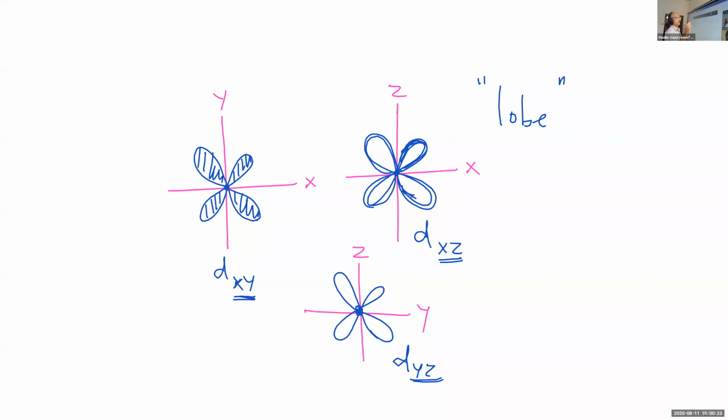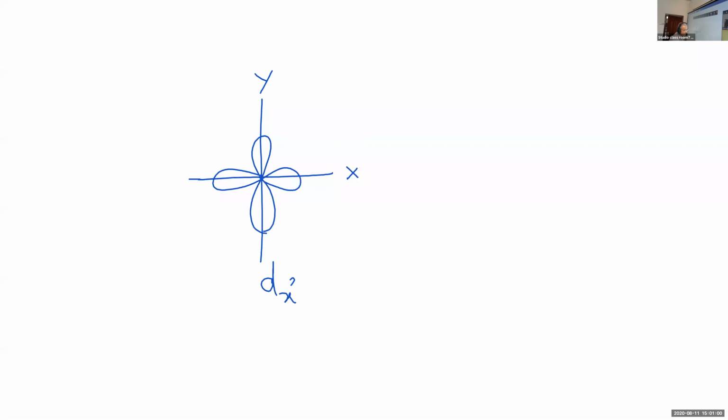Now you come to dx square minus y square and dz square. For dx square minus y square, as before, you draw only two axes, x and y. This is also a double dumbbell, but the two dumbbells are of equal size. The lobes should be of equal size, and these are along the axes. And this is dx square minus y square.